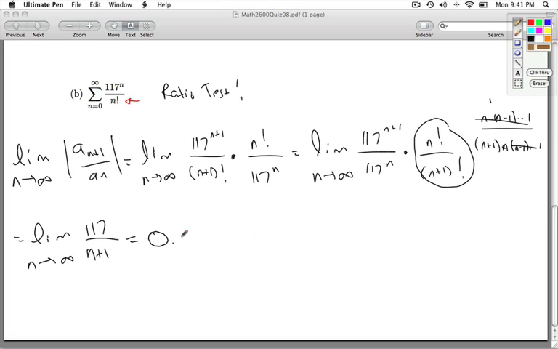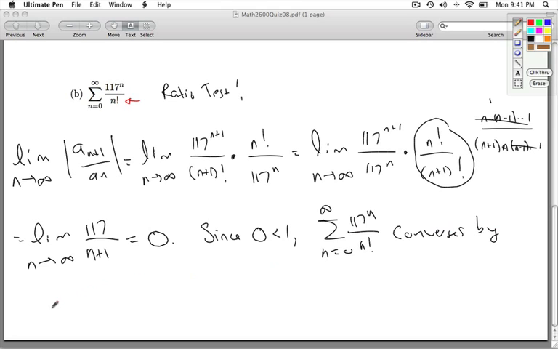And this is 0. And what's important about 0? Since 0 is less than 1, our original series converges by the ratio test. And so, folks, that'll do it for Part B, and that'll actually do it for Quiz 8.